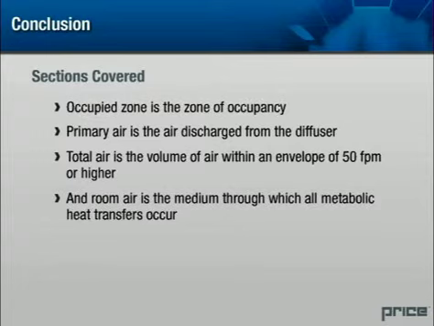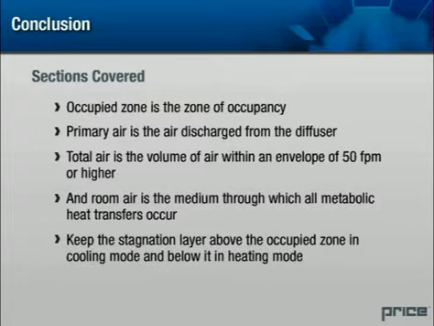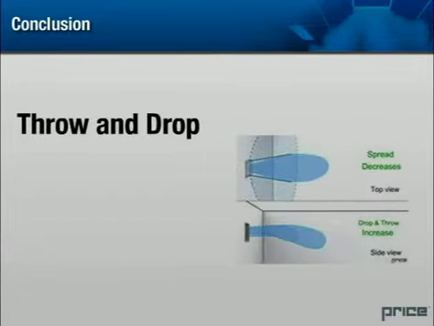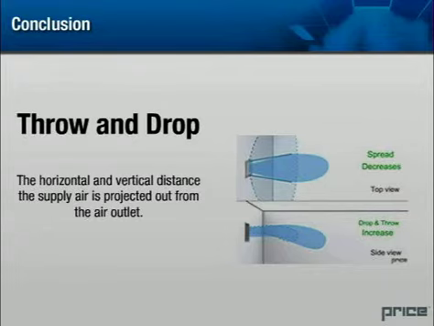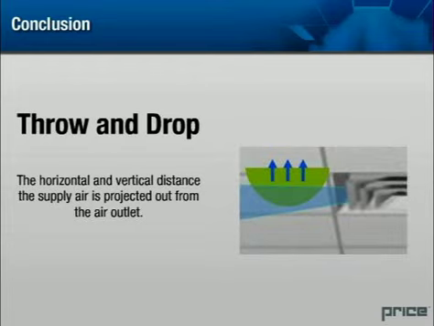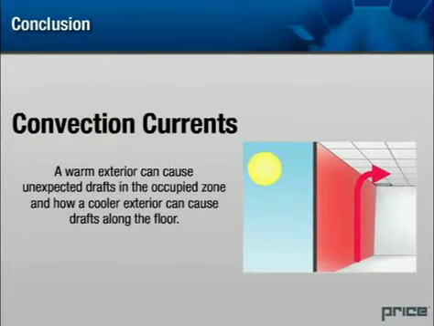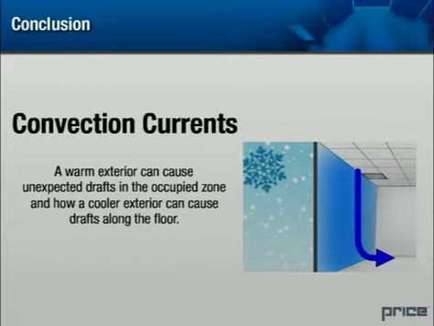You should remember to keep the stagnation layer above the occupied zone in cooling mode and below it in heating mode. We've also taken a look at throw and drop, the horizontal and vertical distance the supply air is projected out from the air outlet. We've seen how spread and surface effect can cause the throw and drop to be affected. We've touched on convection currents and how a warmer exterior can cause unexpected drafts in the occupied zone and how a cooler exterior can cause drafts along the floor.